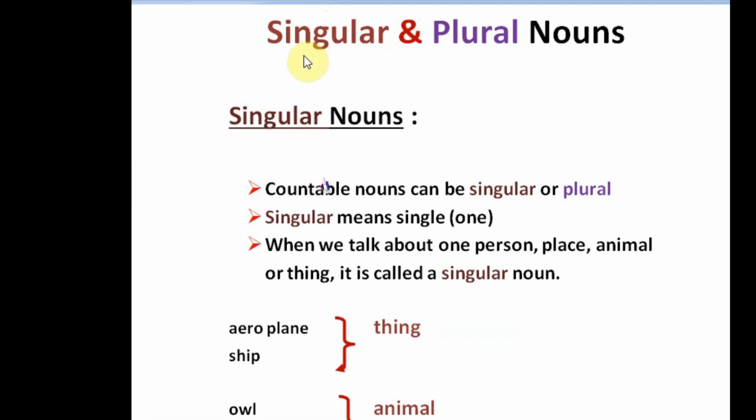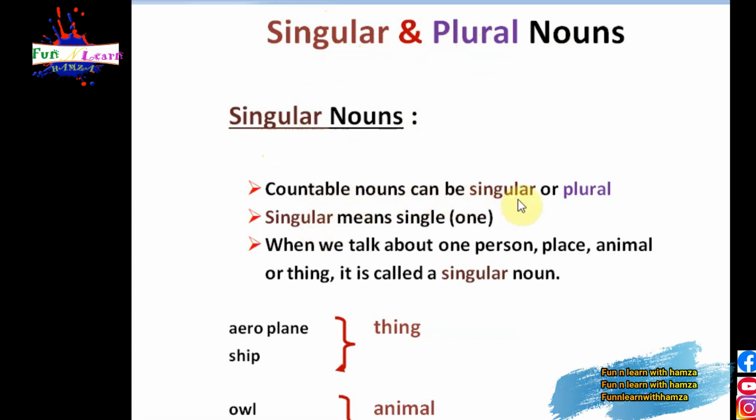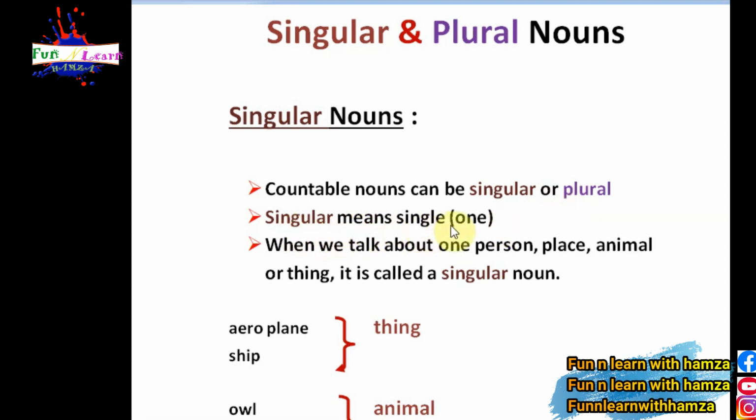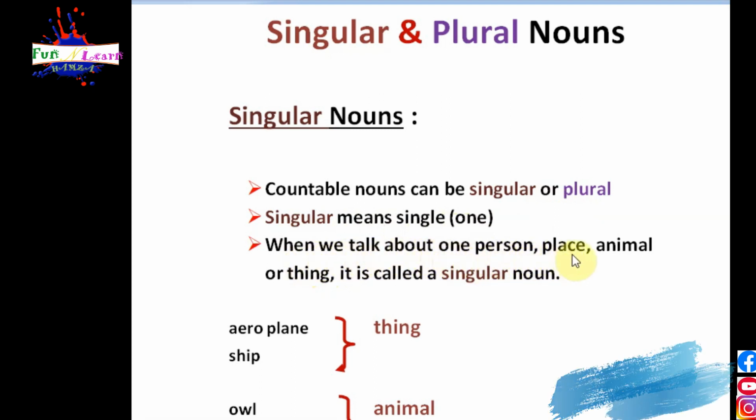Hi, today we have another video on nouns. This time it's going to be singular and plural nouns. Let's talk about what is a singular noun. Countable nouns can be singular or plural. Singular means single, that is one. When we talk about one person, one place, one animal, or one thing, it is called a singular noun.